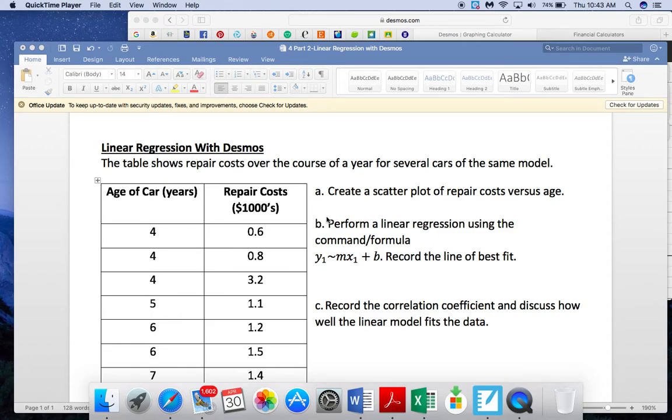Okay, moving into the second part of the lesson now. This part is dealing with performing linear regression or finding a line of best fit using Desmos.